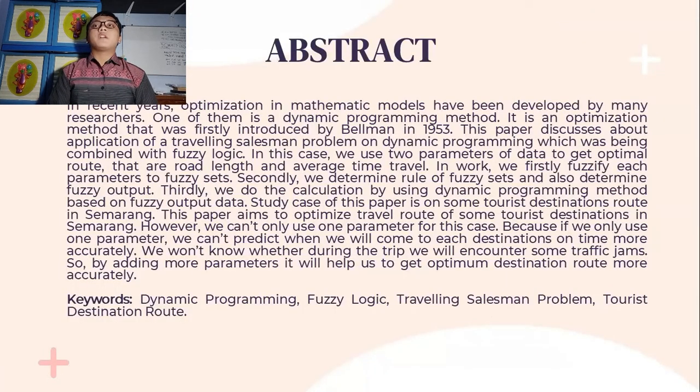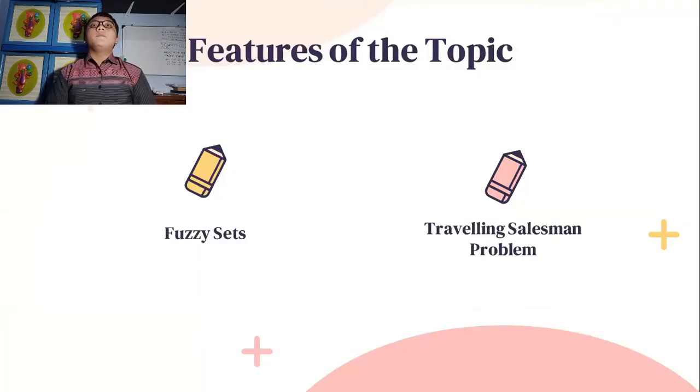This is the abstract of this paper. The main features of the topic are fuzzy sets and traveling salesman problem. Fuzzy set theory was firstly introduced by Zadeh in 1965. It is a mathematical framework used to present uncertainty, ambiguity, inaccuracy, lack of information, and partial truth. This fuzzy set is based on value between 0 until 1.